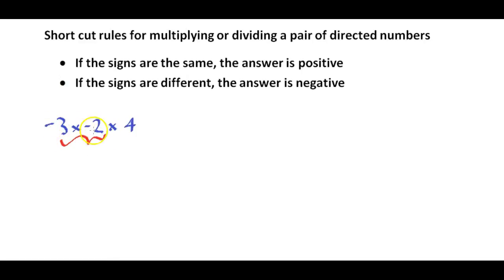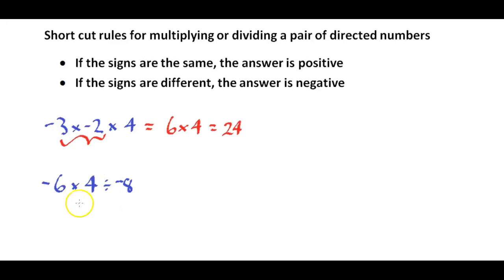I have a negative times a negative, so the signs are the same, so my answer is going to be positive. So this is equal to 2 times 3, or positive 6. Now I have to do the times by 4, and I have two positives, so the signs are the same, so my answer is positive, is 24. So I can do it each pair at a time.